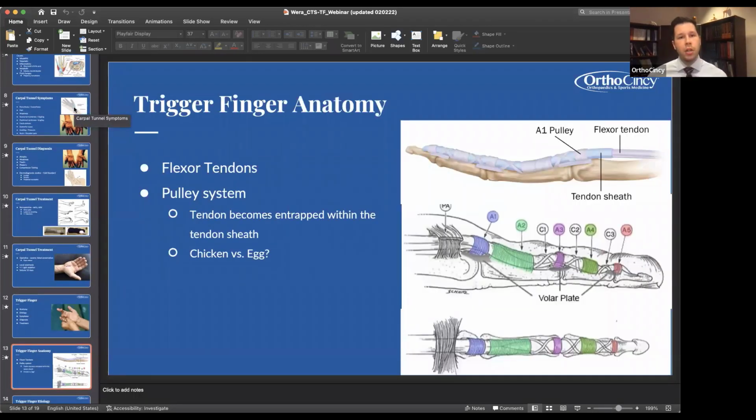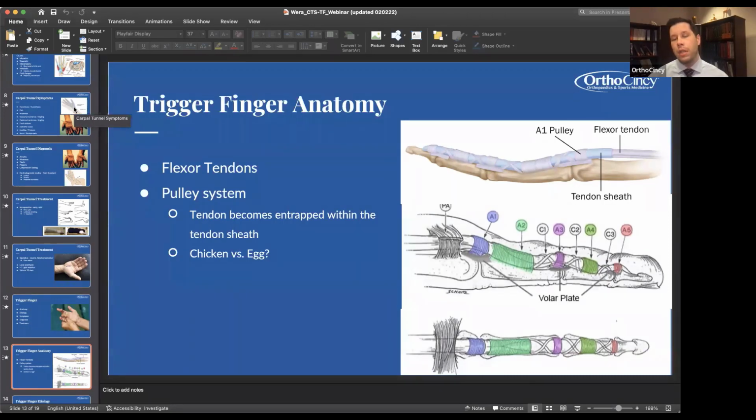So first thing we need to talk about is the anatomy of the finger. So your muscles are attached to tendons, and then those tendons attach into the bone, and that allows us to move our fingers. And so the pulley system is basically a tunnel system through which these tendons travel.